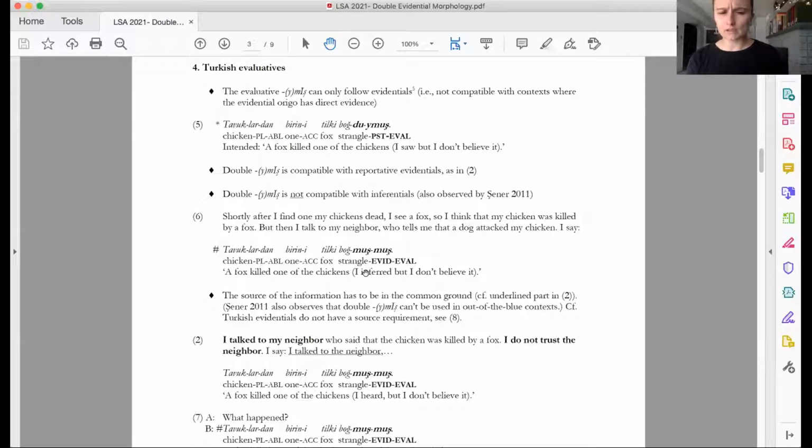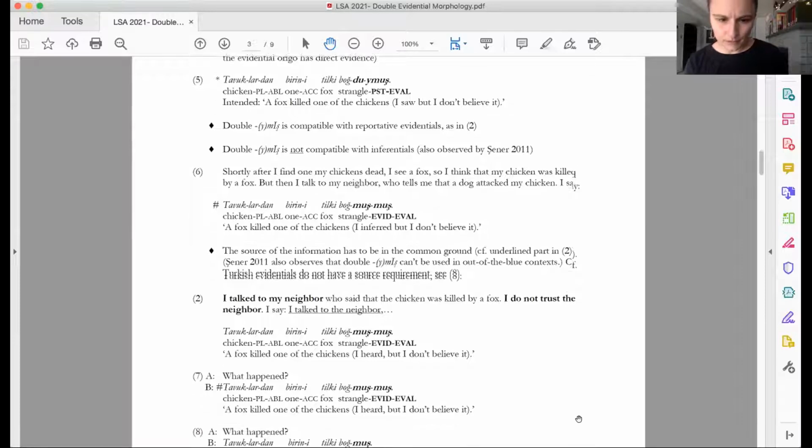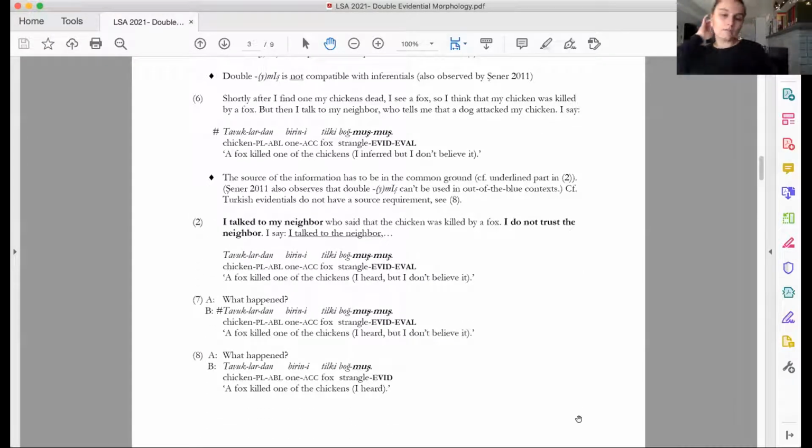So tavuklardan birini tilki boğmuşmuş could not mean that a fox killed one of the chickens, I inferred, but I don't believe it. So that's not available. The only possible context where the evaluative can be used is with reportative evidentials, which was example 2, which will be repeated here. So these Turkish evaluatives cannot be uttered in out of the blue contexts, which is illustrated in 7.